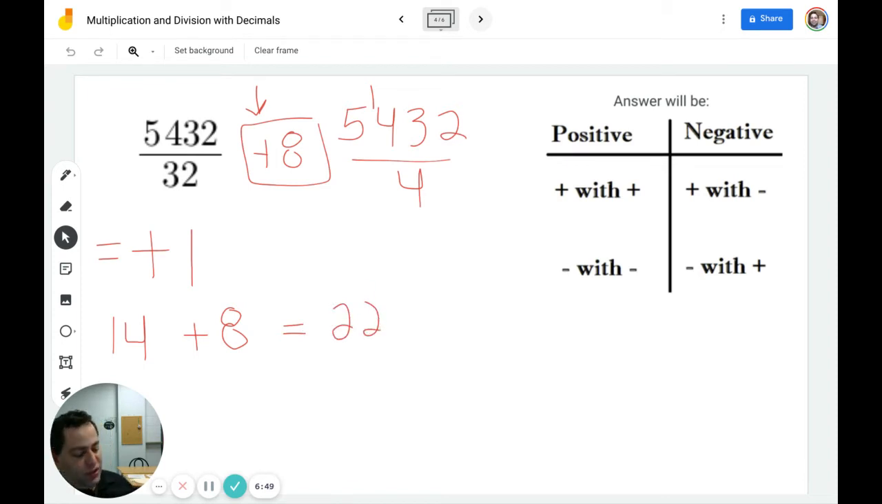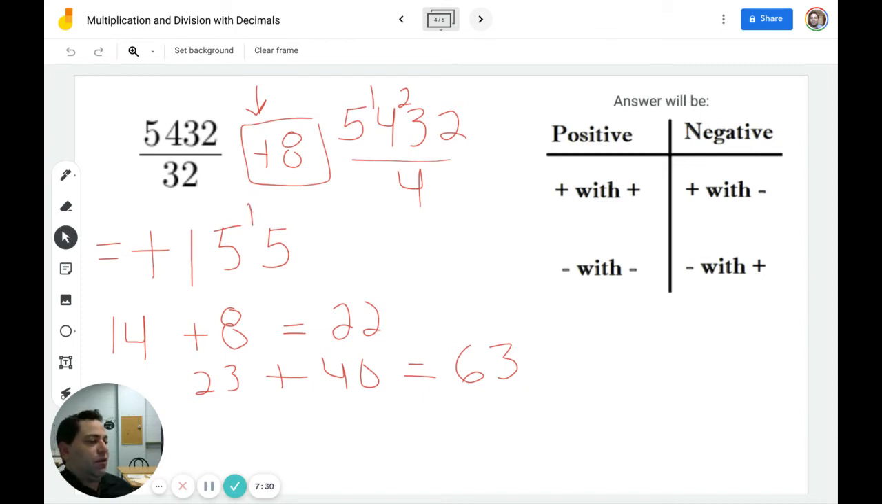4 into 22 is going to go 5 times. 4 times 5 is 20. 22 minus 20 is 2. We're left with 23. And we're going to add 8 times 5, plus 40. 4 plus 2 is 6, so 63. How many times does 4 go into 63? Well, 4 goes into 6 1 time with the remainder of 2. 4 into 23 goes 5. So I'm going to have 15. So I write the 5 and the 1 gets carried over.